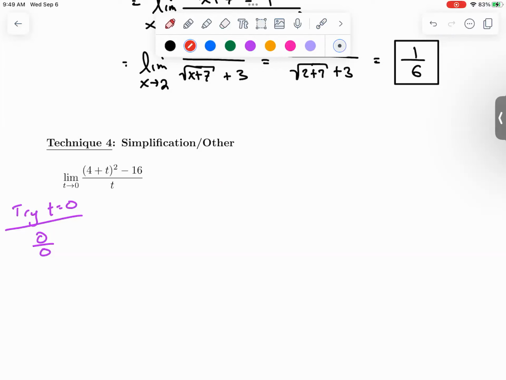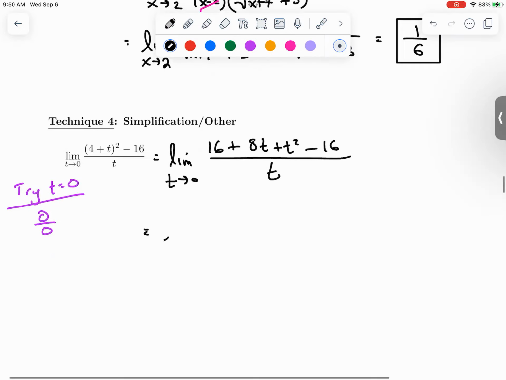So what happens is this becomes the limit as t approaches 0 of 16 plus 8t plus t squared minus 16, all over t. And so the 16s will cancel. You get the limit as t approaches 0 of 8t plus t squared all over t, because the 16s cancel.